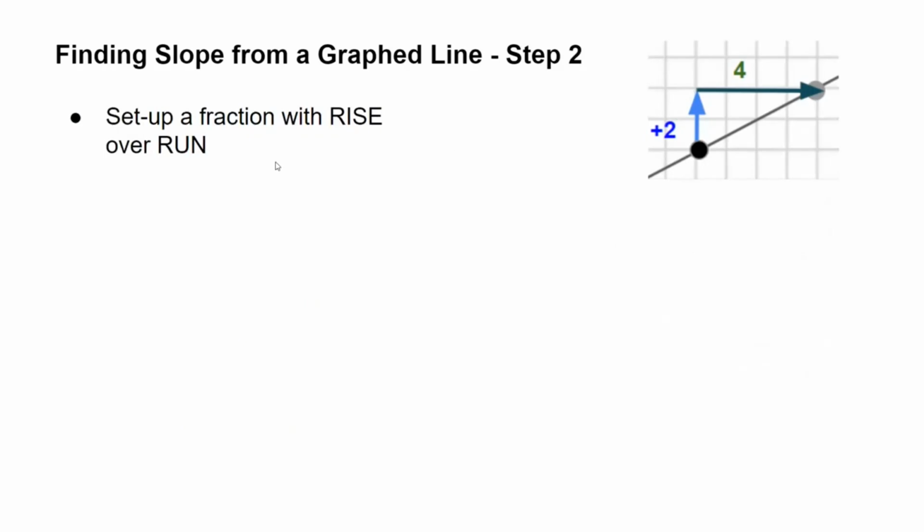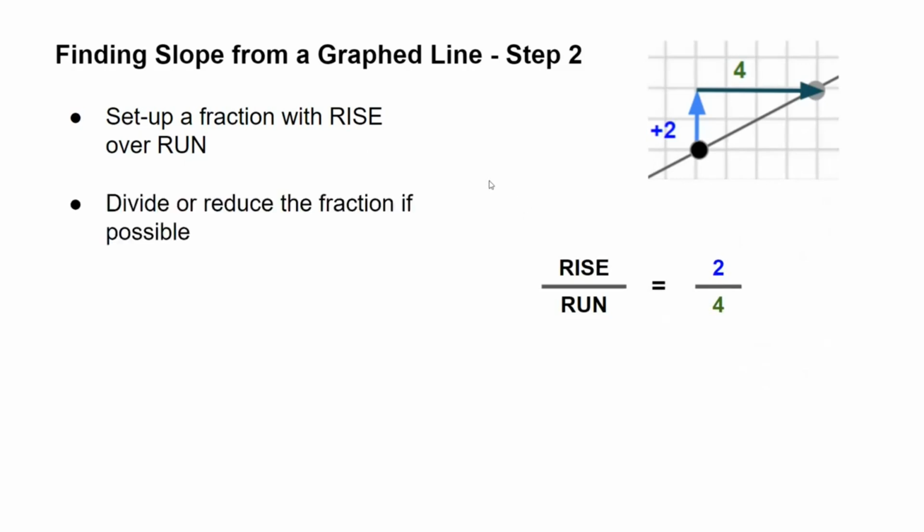So we're going to set up a fraction with the rise over the run. The slope is equal to the rise over the run. So our rise is 2 over our run of 4. Now, the next step is we either want to divide that if it's going to produce a whole number, or reduce the fraction if possible. We can't divide 2 by 4 and get a whole number, but we can reduce that fraction. And the answer to our question would be 1/2. This line that was graphed has a slope of positive 1/2.